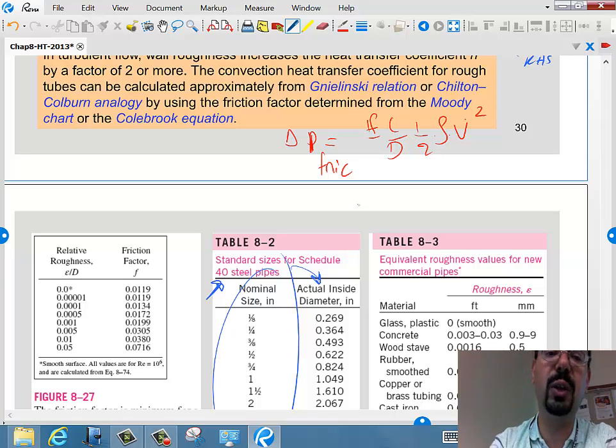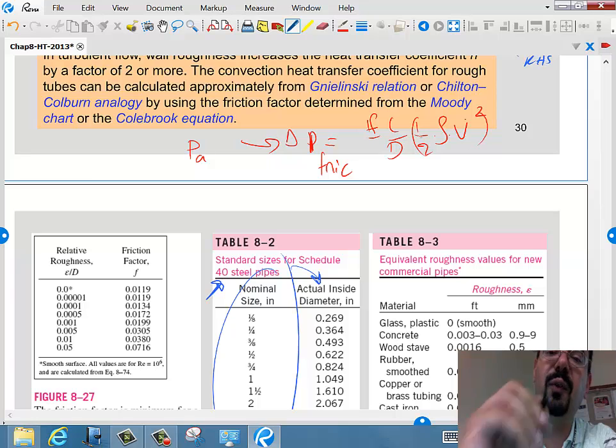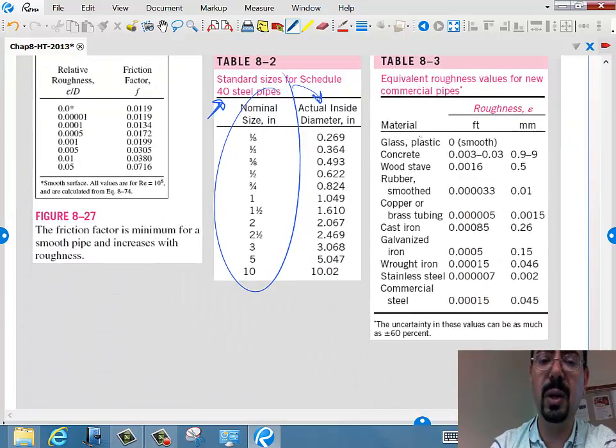And of course, what's the unit of that delta P? Pascal. If you stick to SI, rho is kilogram per meter cubed, V is meter per second, this will end up being Pascal. Because of course you know that half rho V squared, that's the dynamic pressure already. And F L over D, that's dimensionless. Right?